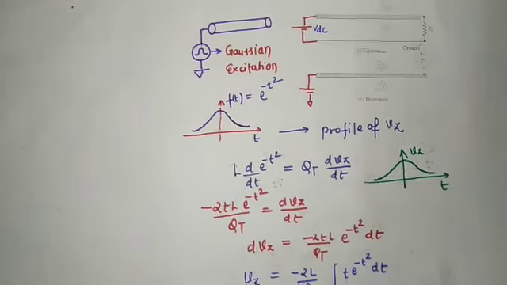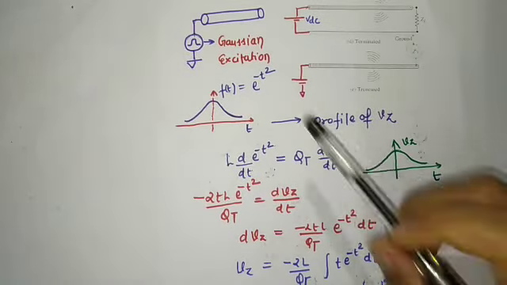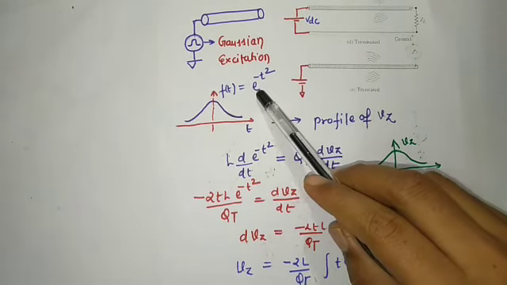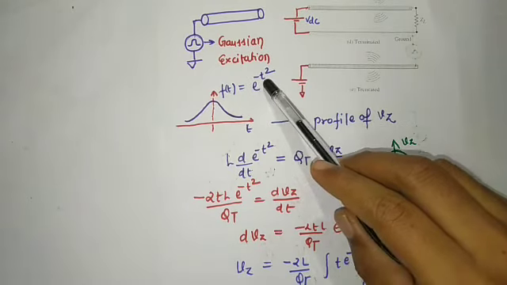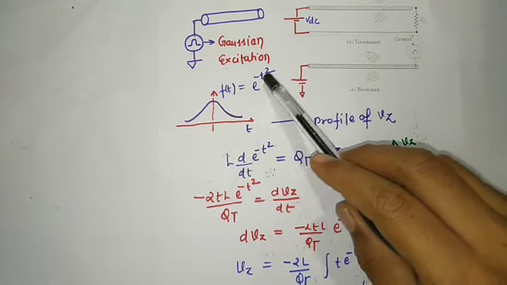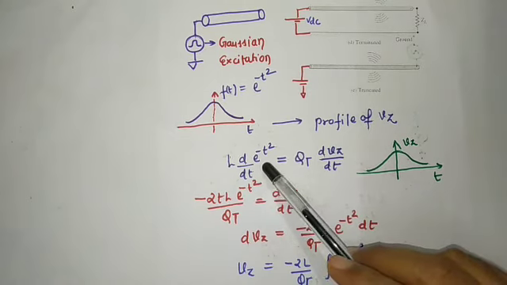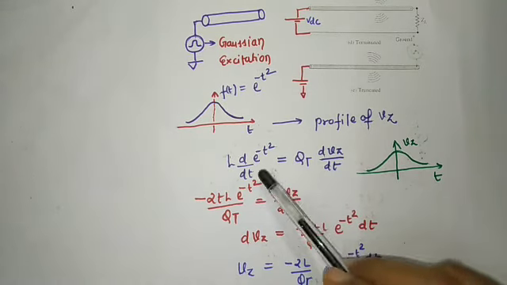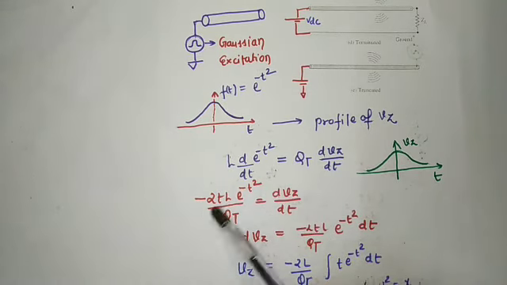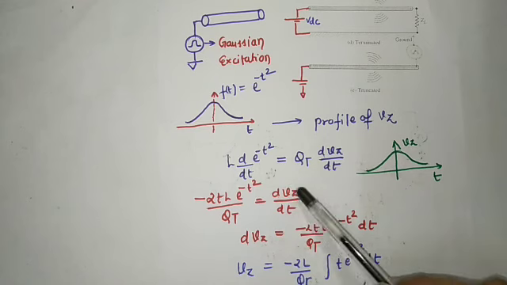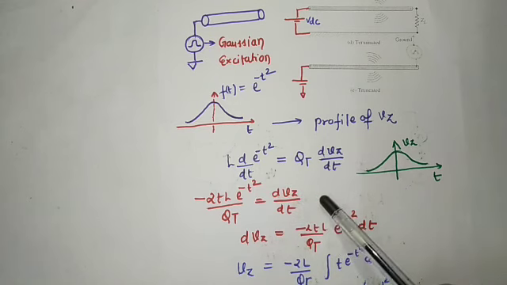Okay, so there is another conductor excited with Gaussian excitation. What is the Gaussian function? It is e power minus t square. Let's put the value in the equation of radiation and differentiate it. You will get the differentiation like minus 2t L e power minus t square. Put q t here, and dvz over dt is nothing but acceleration.